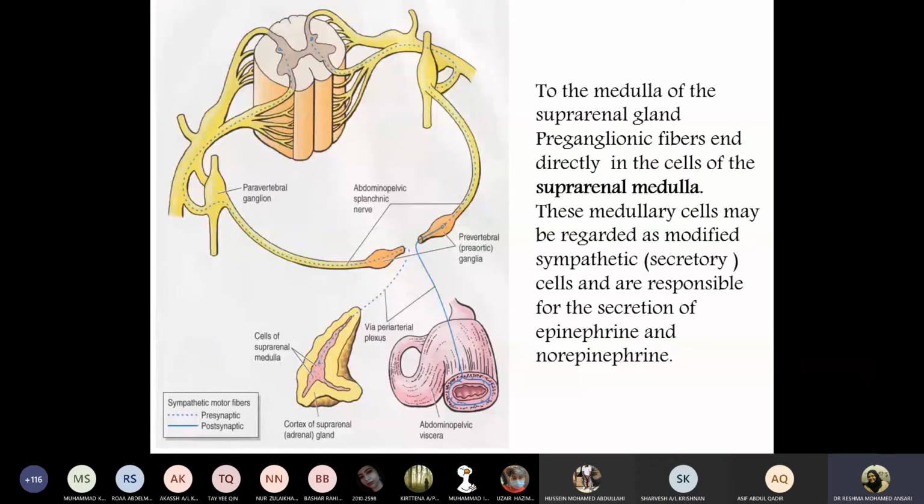And the last type is from the lateral column. It just directly goes to the medulla. It never goes to the ganglion at all. So they are directly going to the adrenal medulla. They are modified sympathetic cells, and they are very important for the secretion of epinephrine and norepinephrine.